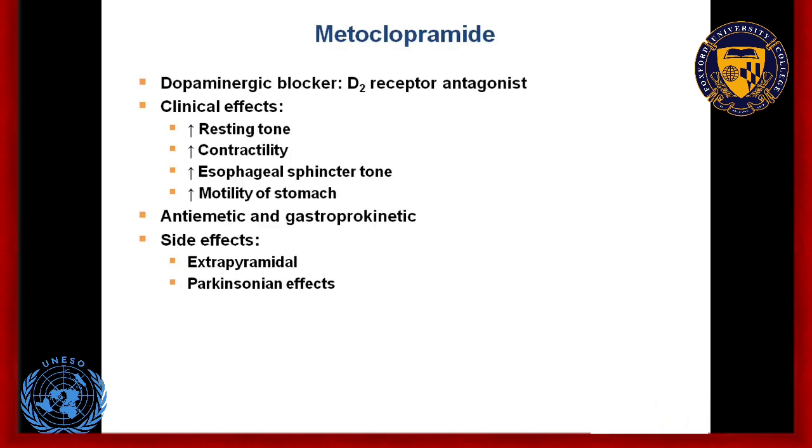Since it blocks D2 receptors, it has many of the same extrapyramidal side effects as the typicals, which you will hear about more in the psychiatry lectures. However, most notably, metoclopramide can have Parkinsonian effects and can cause restlessness, drowsiness, fatigue, depression, nausea, and diarrhea. It has often been implicated as the cause of tardive dyskinesia, a form of dyskinesia that occurs after long-term use of antipsychotic drugs, and is characterized by repetitive involuntary movements such as lip smacking and pursing of the lips.